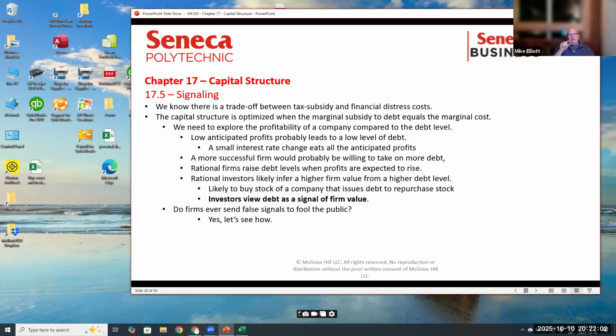We need to explore the profitability of a company compared to the debt level. So when we look at debt, let's look at how we value a company compared to that debt. We can already do assets, it's fine, we do equity too. We're going to look specifically at debt. Low anticipated profits usually lead to a low level of debt.